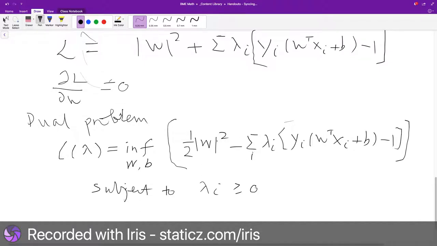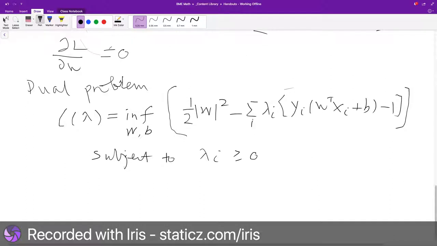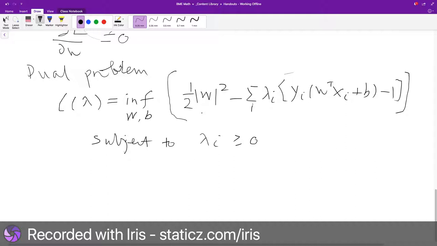It looks complicated, but once you plug it in, you can solve for this. It turns out it's not that hard. It becomes a quadratic program problem, which has mature solutions. All right, so it's okay so far? Any questions so far? It's okay? All right.